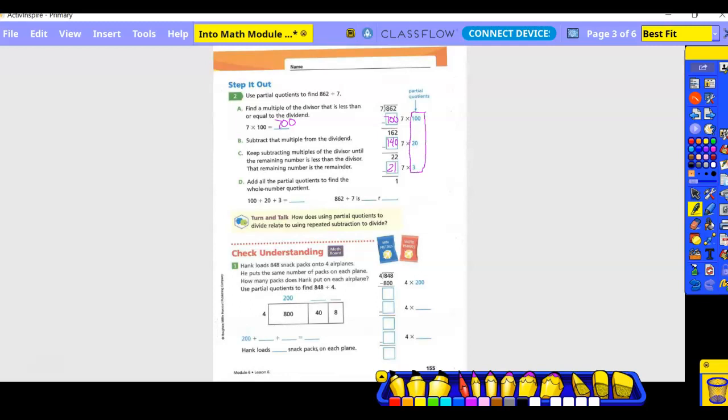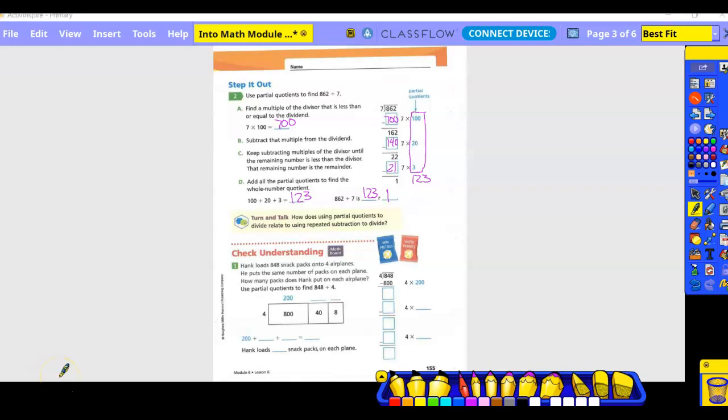And what is 100 plus 20 plus 3? 123. So my answer would be 123 with the remainder of 1, because that's what we had left over that 7 could no longer go into.